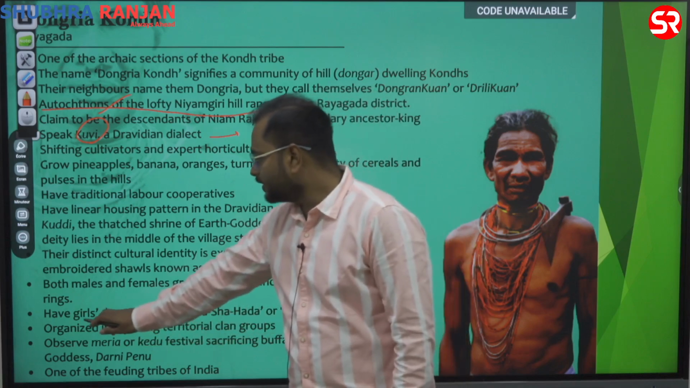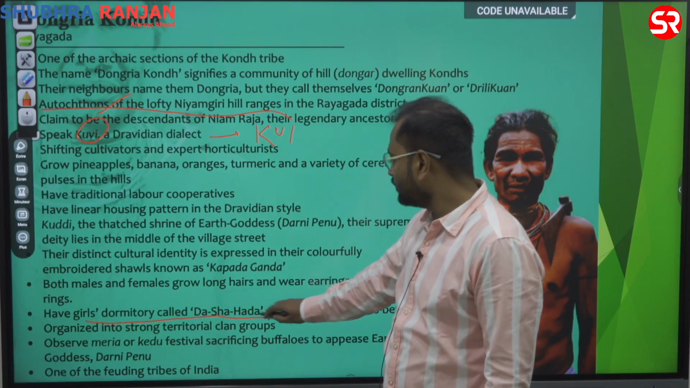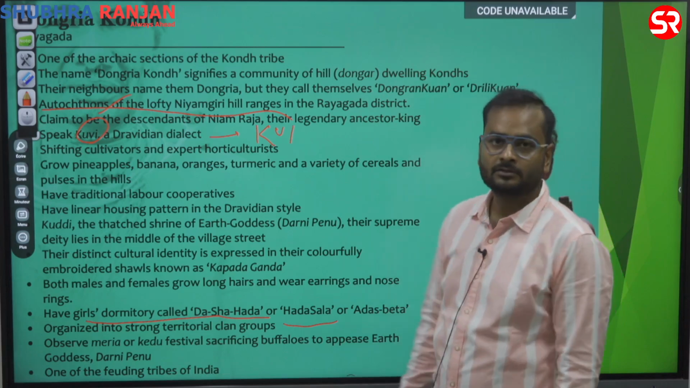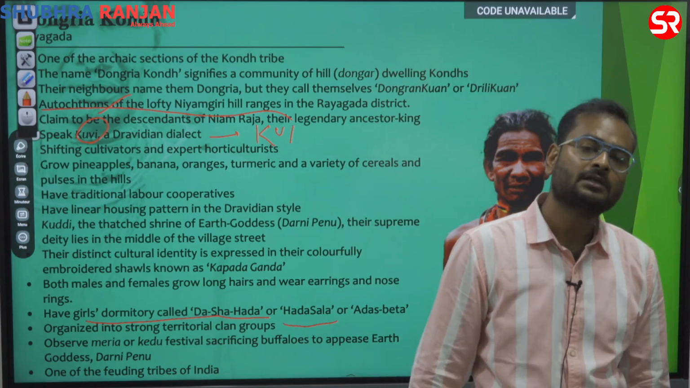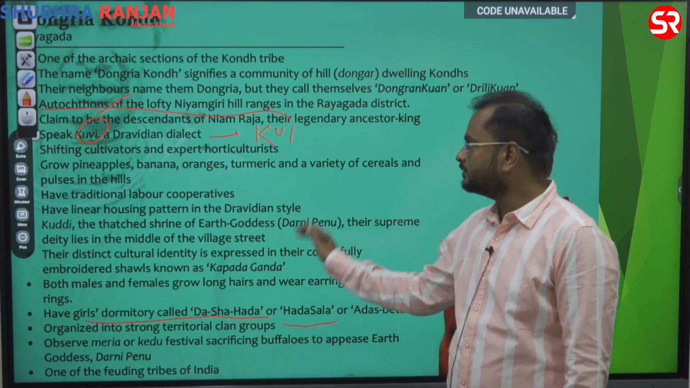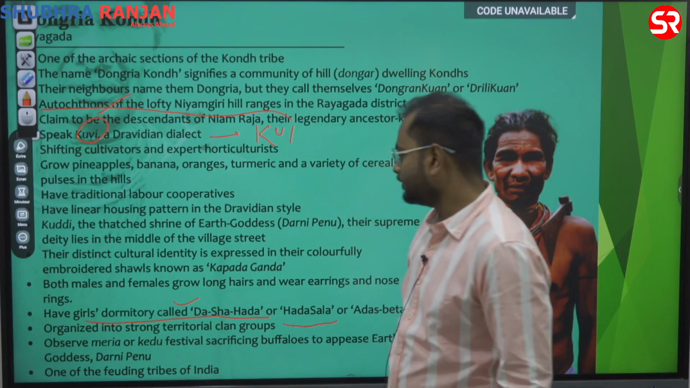One more thing is very important. They have a girls' dormitory called Dashada or Hadshala. There are certain dormitories, the concept of dormitories in tribals. And this tribe has a girls' dormitory called Dashada.